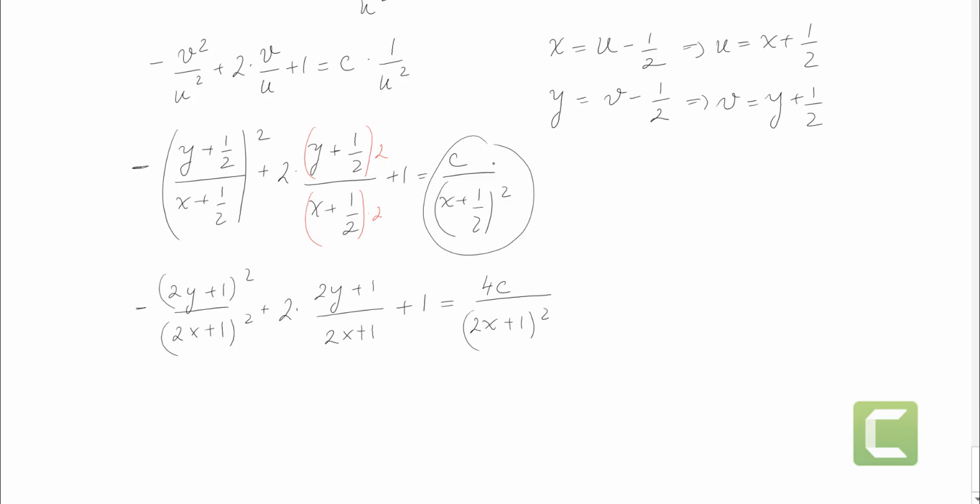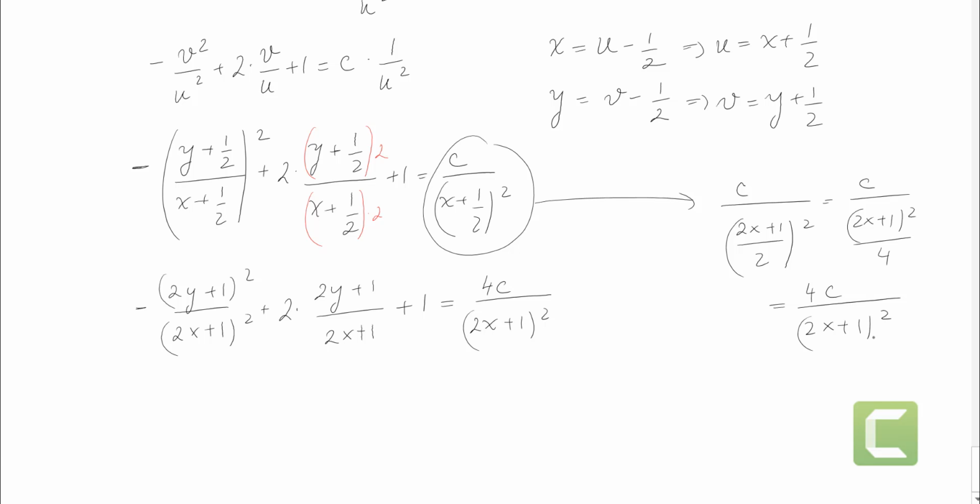This one I kind of did mentally. It would be c over ((2x + 1)/2)², so it's c over (2x + 1)²/4. So the 4 comes up, and yeah, you can actually say instead of 4, just c.